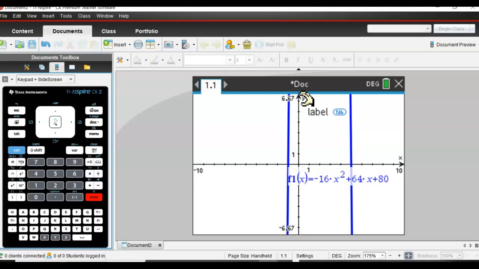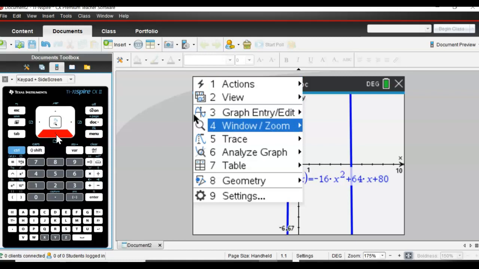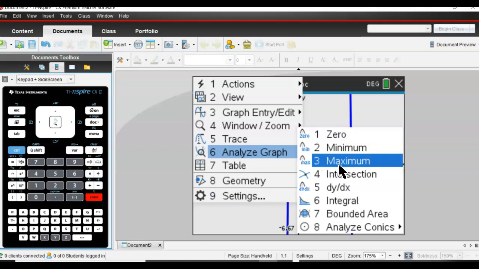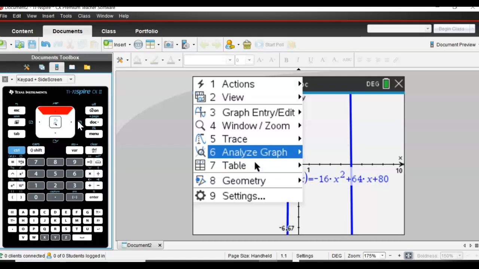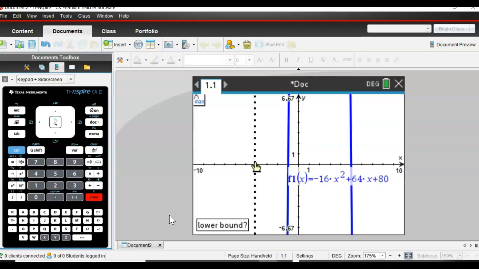So what I need to do is try to figure out what the maximum height is. The worksheet that you guys have is actually very helpful because it keeps telling you the maximum height. What you're going to do now is go into menu after your graph is drawn. You're going to scroll down to option 6, which is Analyze Graph. And we're going to go to that word maximum, which is number 3. So we're going to scroll down, scroll over and then down to maximum. With maximum, I need to hit enter, and it's going to ask you for 2 things. It's going to ask you for your lower bound and for your upper bound.